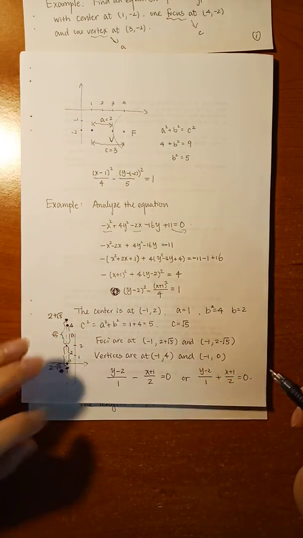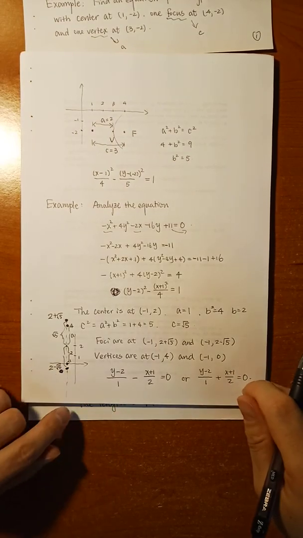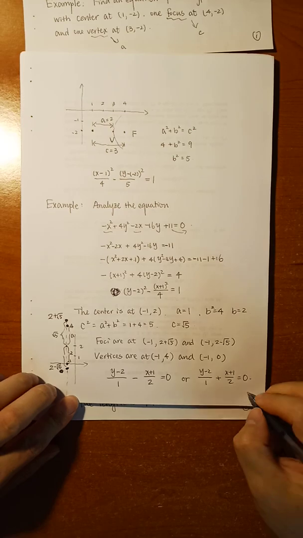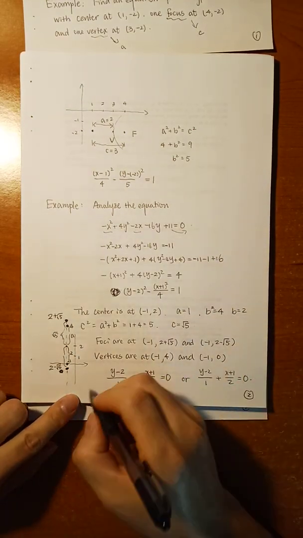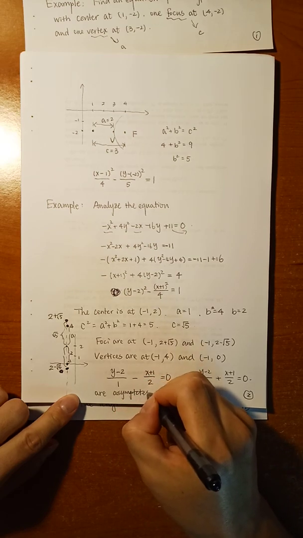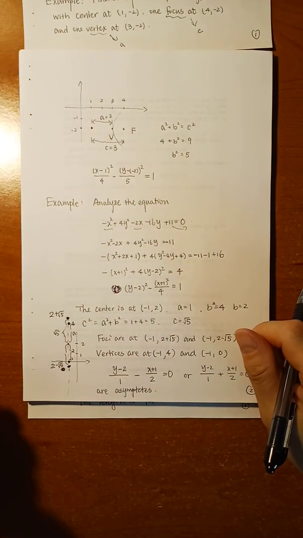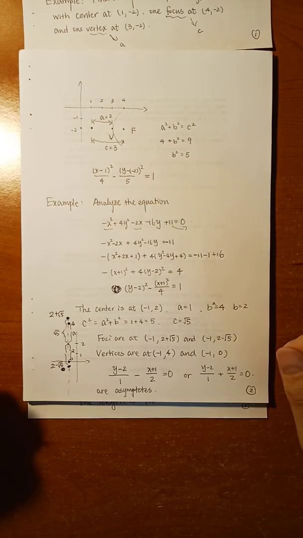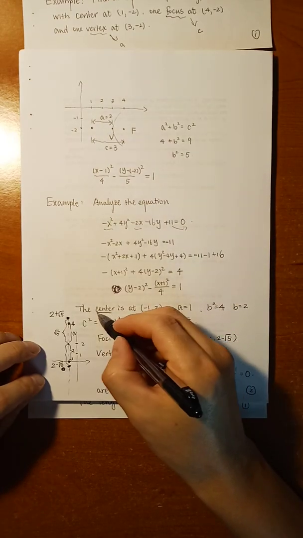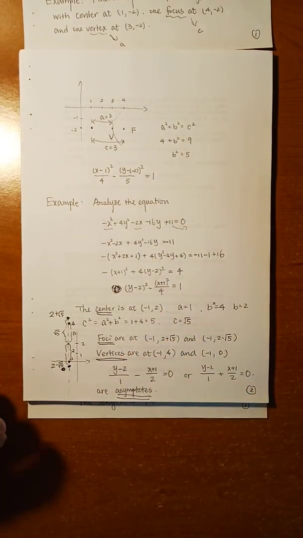If you want, you can write it in the standard way, or you just leave it like this. This is good enough for the exam. Okay, it's perfect for the exam. So this is asymptotes. Okay, so that's a reasonable analysis. You have a center, foci, vertices, asymptotes. These are the important information about hyperbola. Okay?